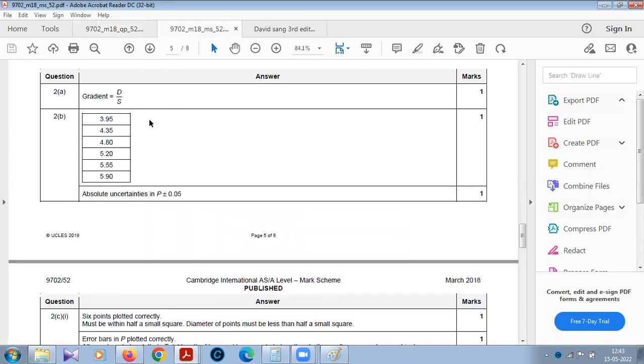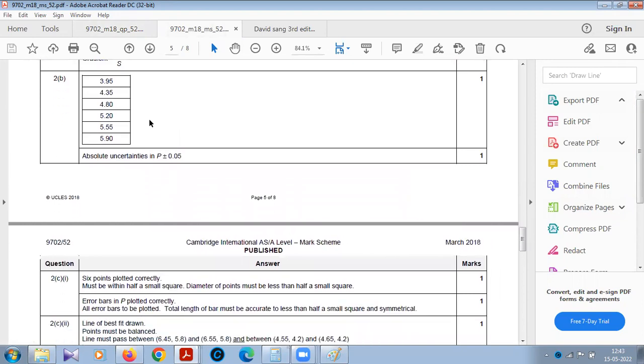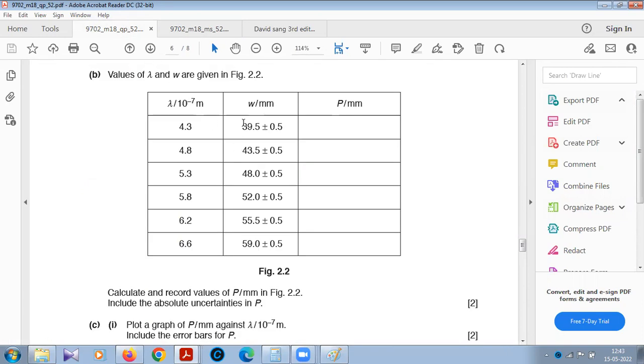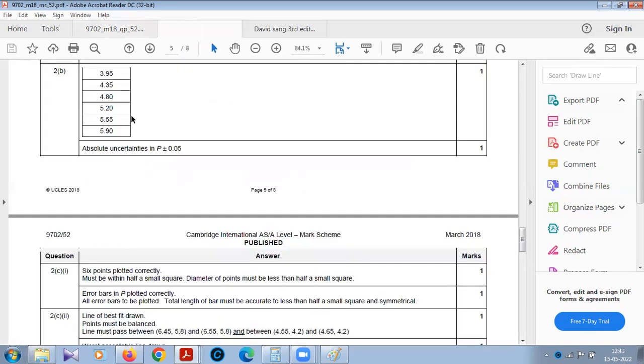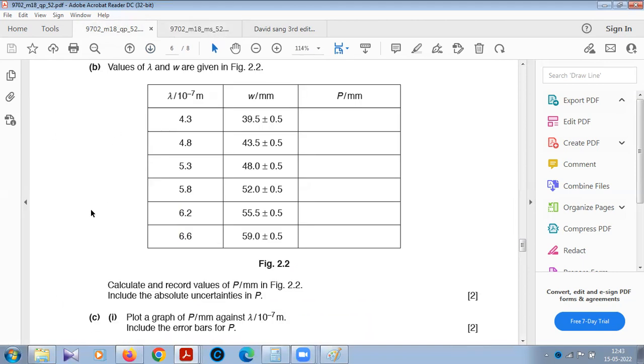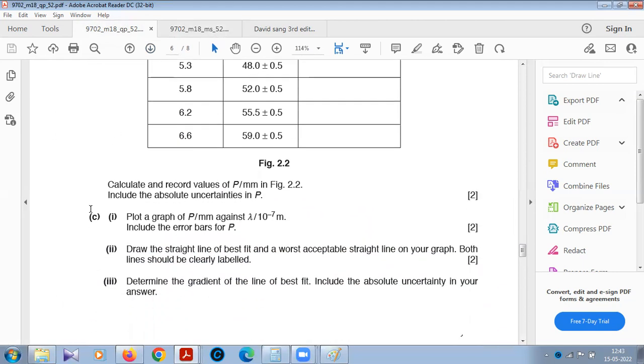So you have to write it down like this. See the marking scheme. So 3.95, 4.35. Like that you have to draw the table. And the uncertainty also you have to write down, the absolute uncertainty. So that will be P plus minus 0.05. So for that you have 2 marks.